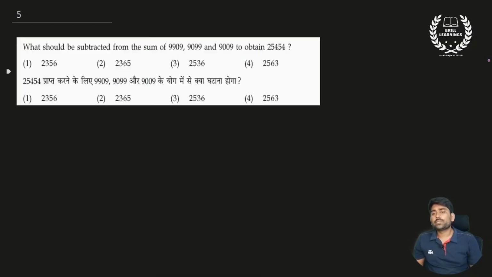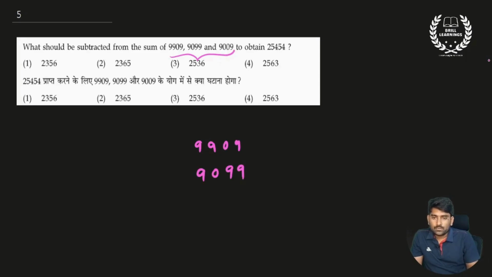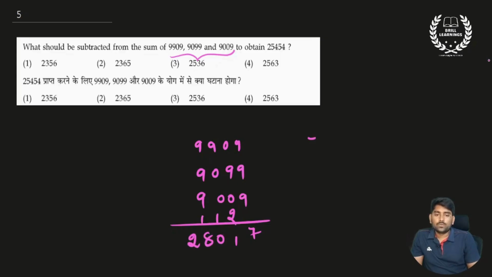What should be subtracted from the sum of 9909, 9099 and 9009 to obtain 25,454? First add up all these three values: 9909, 9099, 9009. The sum is 28,017.